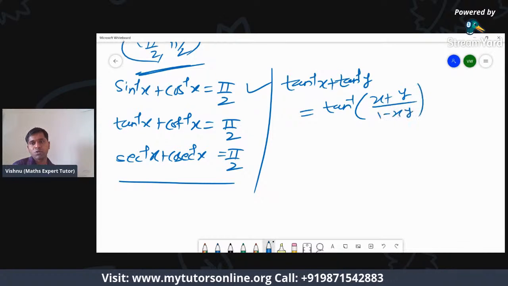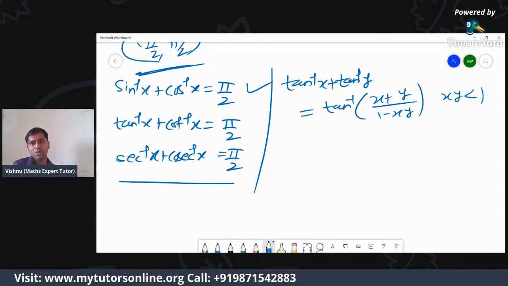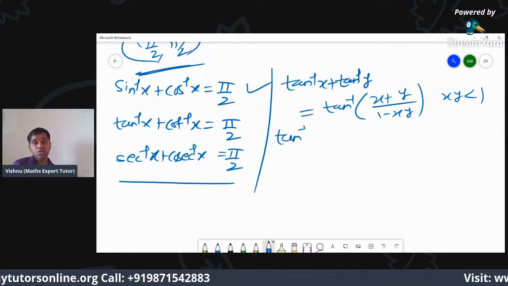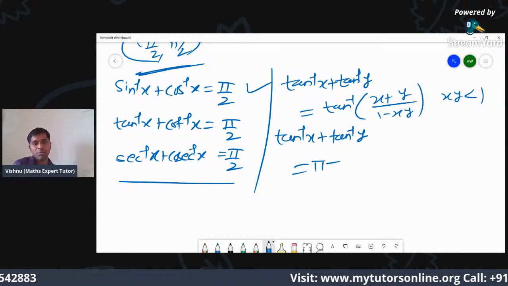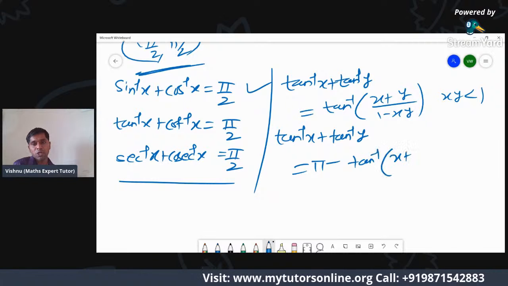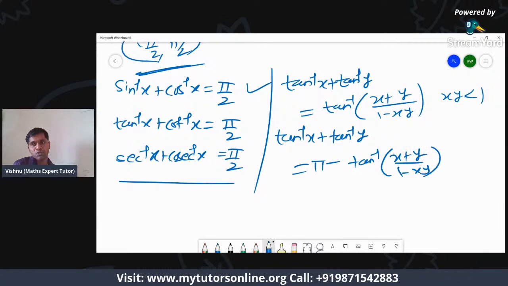There is one more formula, most extremely used, most used formula in all of inverse trigonometry: tan inverse x plus tan inverse y is tan inverse of x plus y upon 1 minus xy, when xy is less than 1. If xy is greater than 1, then you write it as pi plus tan inverse of x plus y upon 1 minus xy.